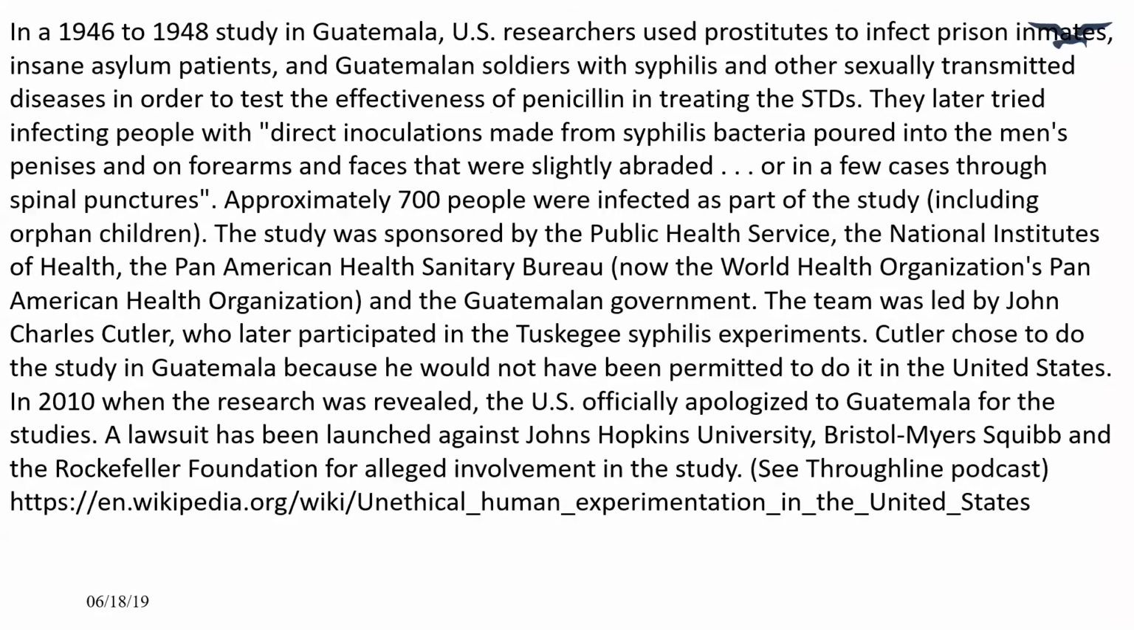Here are some other things. In '46 to '48, the US used prostitutes to infect prison inmates, insane asylum patients, and Guatemalan soldiers with syphilis in order to test, does penicillin really work? And then they later tried directly infecting men, and sometimes through spinal punctures. That was about 700 people, including orphans. And this was sponsored by the Public Health Service, NIH, the Health Sanitary Bureau, which is now the World Health Organization, and the Guatemalan government.